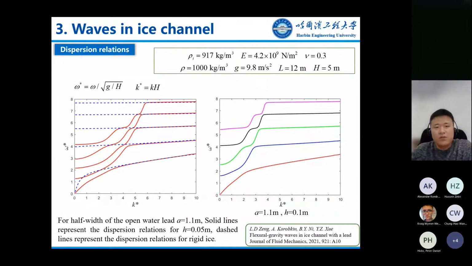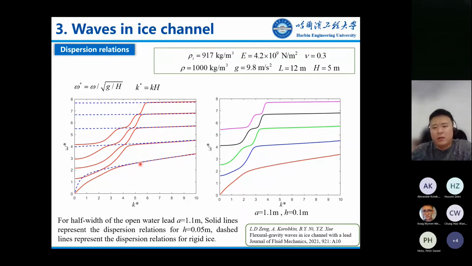We show the dispersion relation for waves propagating along a channel with a lead. The width of the lead is equal to 1.1 meter here. The first 5 modes are presented here. The left figure is the result for ice thickness of 5 centimeters. The dashed lines are the results for the rigid model. The ice was treated as a rigid plate.